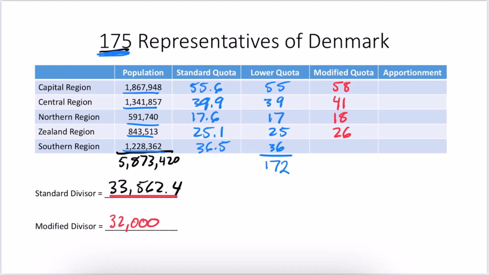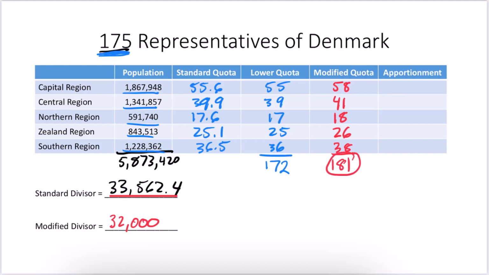And then I would do 1,228,362 divided by 32,000. And that would give me a lower quota of 38. Then I'm going to add up those lower quotas to see how many representatives I've distributed. So I would have 58 plus 41 plus 18 plus 26 plus 38. And when I add those up, I have 181 representatives.